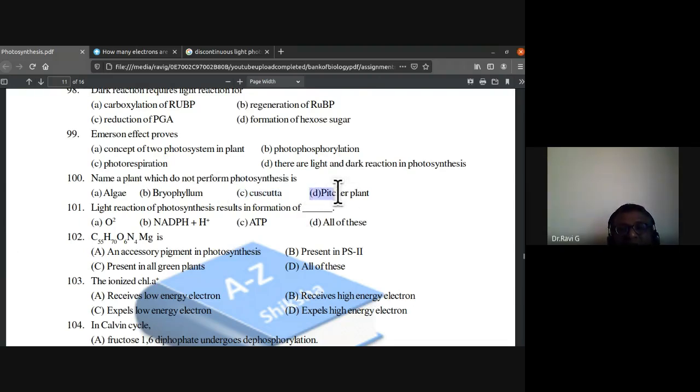They have given it as pitcher plant, but I felt more of cuscuta. Probably the spelling is wrong. The pitcher plant is an insectivorous plant. They have given that it does not perform photosynthesis, but I would have suggested cuscuta, which is a parasitic plant, and they don't have leaves. Pitcher plant has green leaves; it can undergo photosynthesis. So the answer should have been cuscuta.